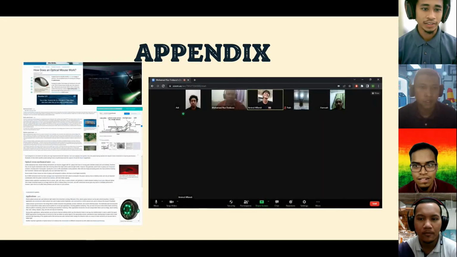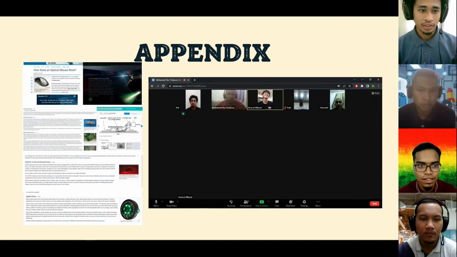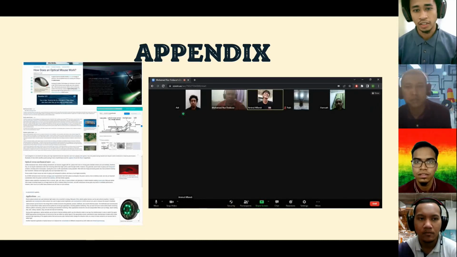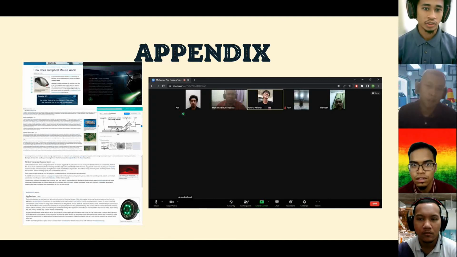This is our appendix. The left picture shows where we got our research on optical mice, and the right picture is our meeting with a person from Haztex Technology.